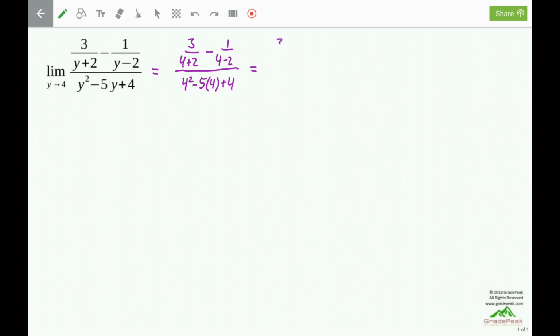In the numerator, this will be 3 over 4 plus 2, which is a 6, minus 1 over 4 minus 2, which is a 2. In the denominator, 4 squared is a 16, minus 5 times 4 is a negative 20, plus 4. But back in the numerator, that 3 over 6 can cancel down to a 1 over 2 by a common divisor of 3. 1 over 2 minus 1 over 2. In the denominator, 16 minus 20 is negative 4, and then we have plus 4. In the numerator, 1/2 minus 1/2 is a 0. In the denominator, negative 4 plus 4 is a 0. So we have the 0 over 0 indeterminate form.